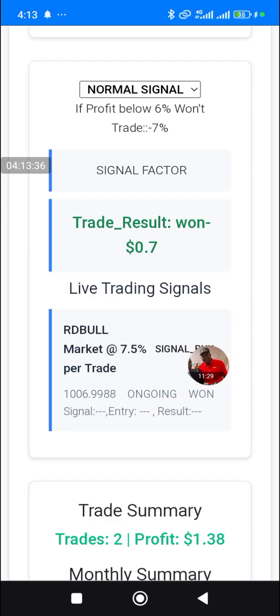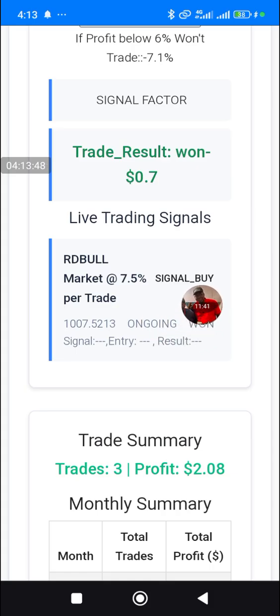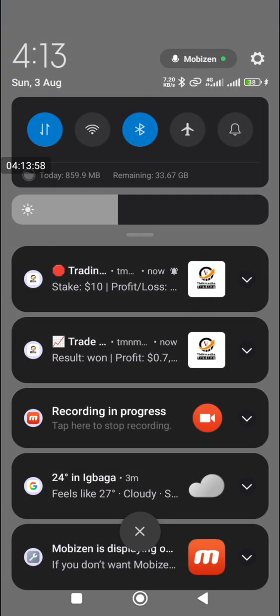Okay, so we've won the trade. And now you can see there are actually two things that showed up. This is the one that the signal showed up here, but one just picked it. So right now it has done 3 trades. I did not lift my hand to do anything.